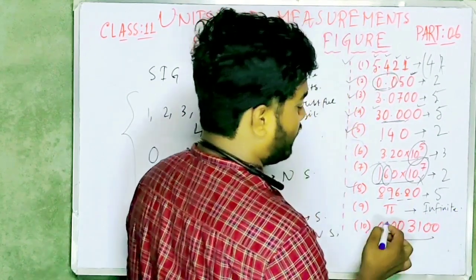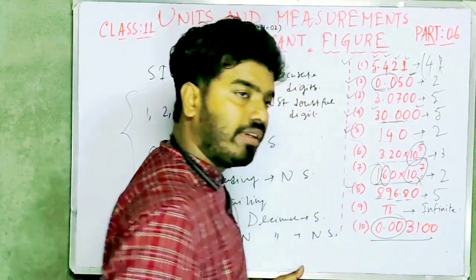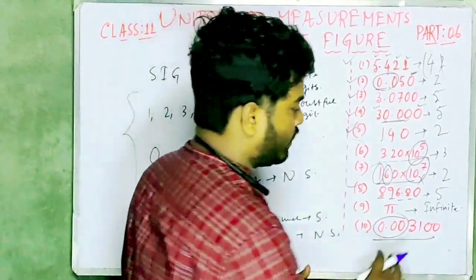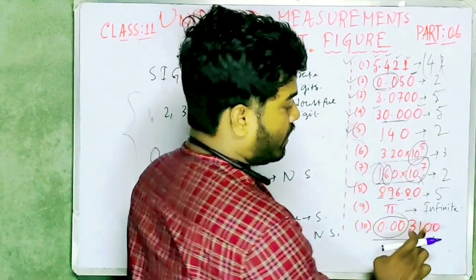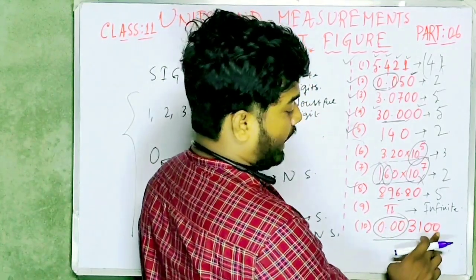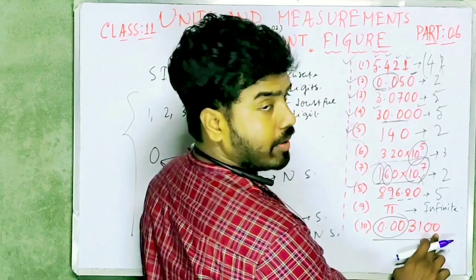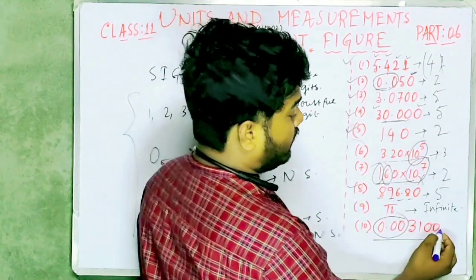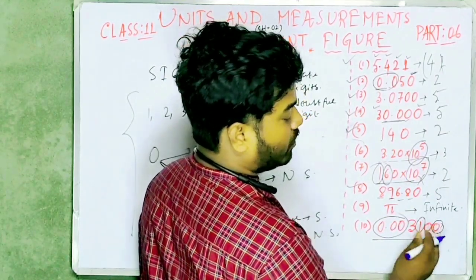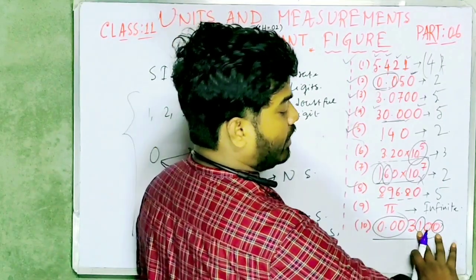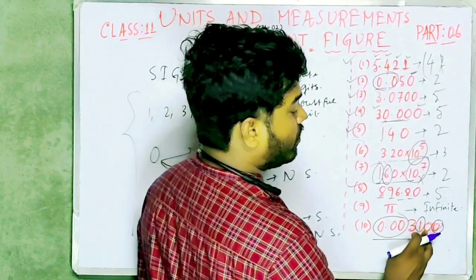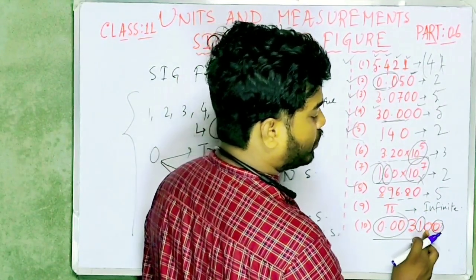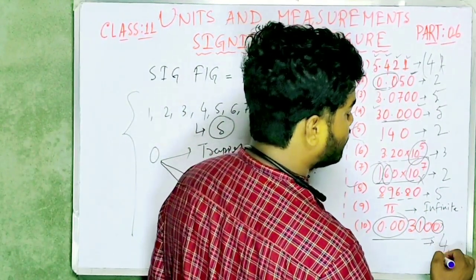This one, leading 0 not significant, 3 1 non-zero digits, that is significant, this 0 is an ending 0 after the decimal point, that is significant, and this one significant, this one significant. So this 0 is between two significant digits, the zeros also represent significant. So this 0 is also significant. So 1, 2, 3, 4, here the significant figure is 4.